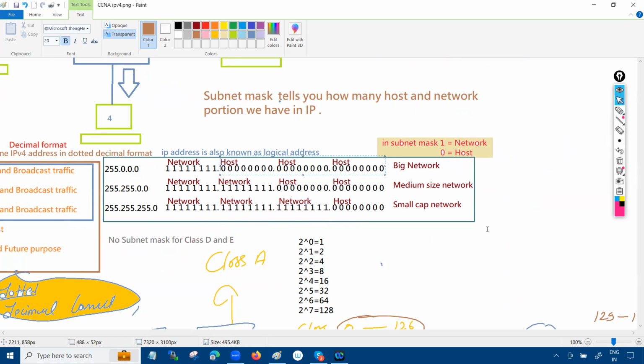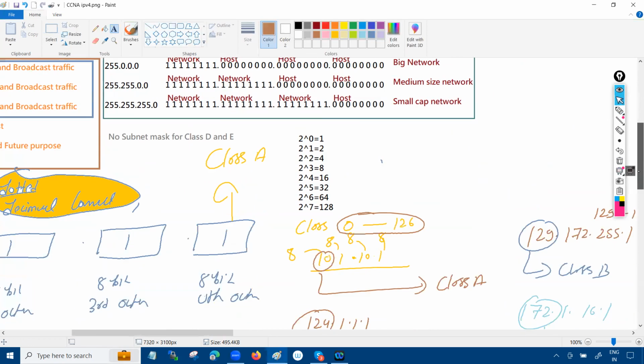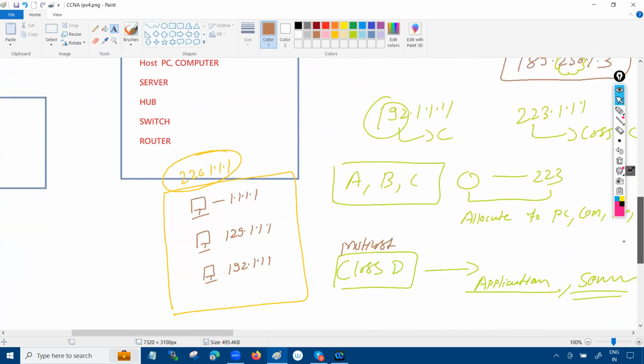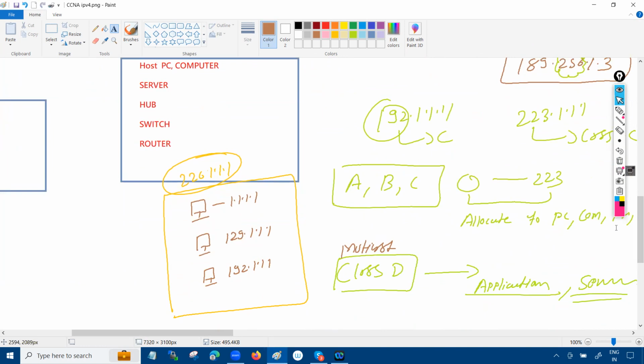Then after that, we discussed the devices. Whatever devices we have: host, PC, computer, servers. A server is nothing but a powerful computer. Then we have hub, switch, and router. Basically, all these devices are used for LAN communication.